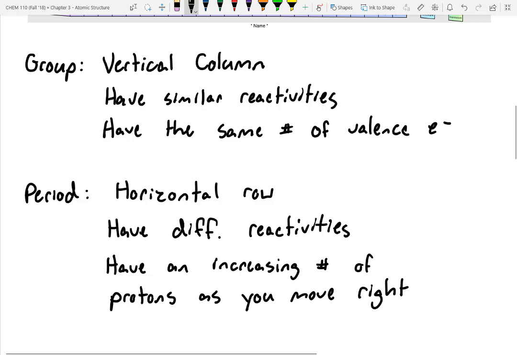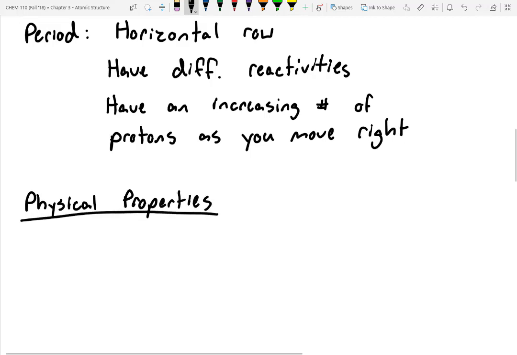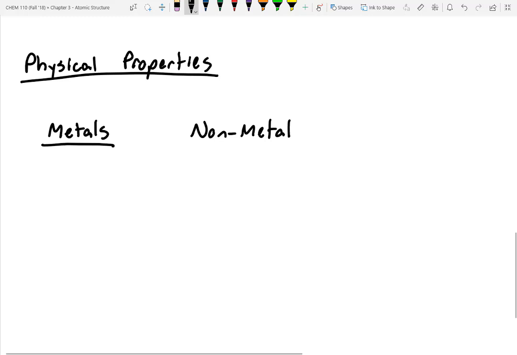All right. There's also different types of elements in the periodic table, and they can be classified into a few different groups by their physical properties. All right, the first one is pretty simple. It's all of the elements that are metals. Then we have non-metals. And we have metalloids.